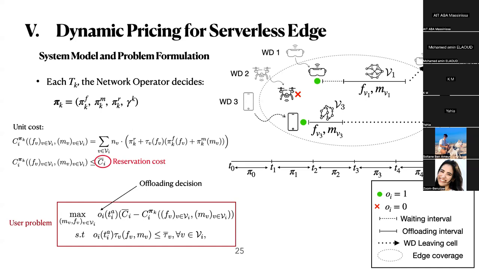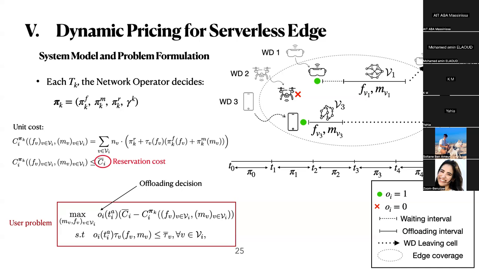So at each TK, the network operator will decide four decision variables: the price for the frequency, the price for the memory, the price for function invocation, and the pricing exponent. As we said, the user can expect its unit costs. So we can compute the unit cost of the user, and then the wireless device will compare it to a certain reservation cost CI bar. It will offload when the unit cost is less than or equal to CI bar, and it will not offload when the unit cost exceeds the reservation cost of this user.